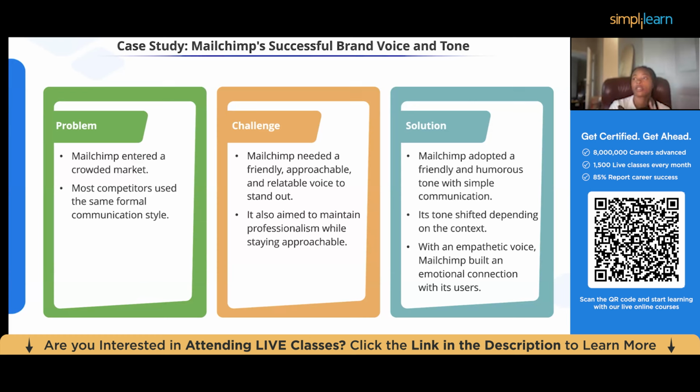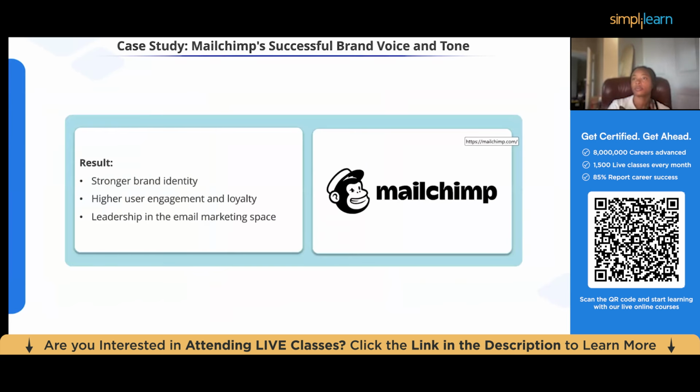The solution was that MailChimp adopted a friendly and humorous tone with simple communication. Its tone shifted depending on the context. With an empathetic voice, MailChimp built an emotional connection with its users. The result was a stronger brand identity, higher user engagement and loyalty, as well as leadership in the email marketing space.